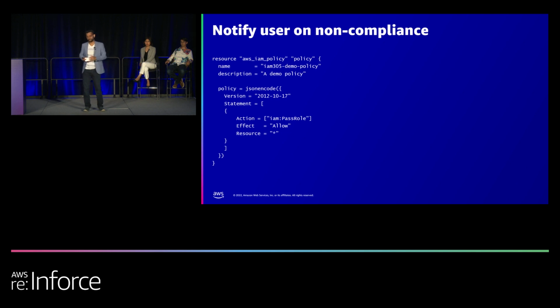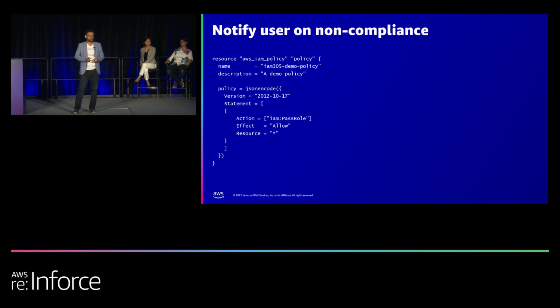Now I'm gonna take a few seconds here to explain the policy for people who are not too versatile in roles and policies. This policy is called IAM305 demo policy. If you look at the statement, its action is IAM pass role, the effect is allow, and the resource is star. What it basically means in a nutshell is whoever has this policy is allowed to pass a role to a resource or an entity. This policy is a very permissive policy.